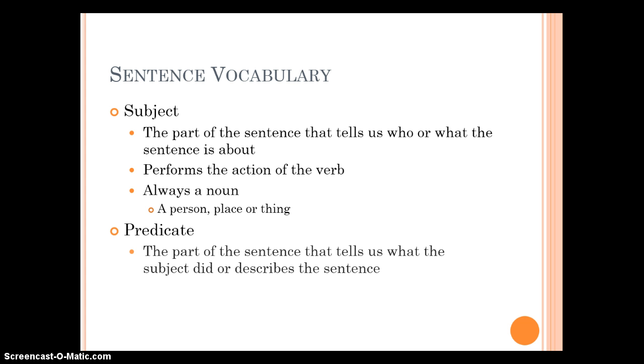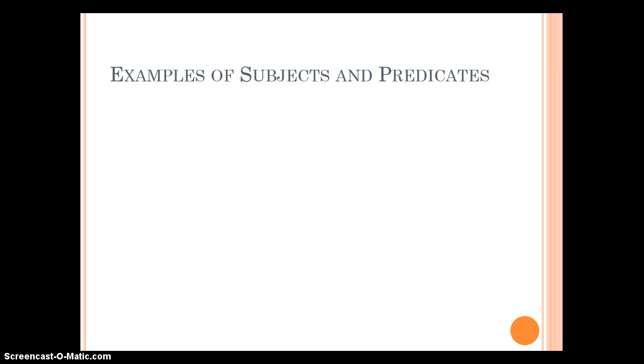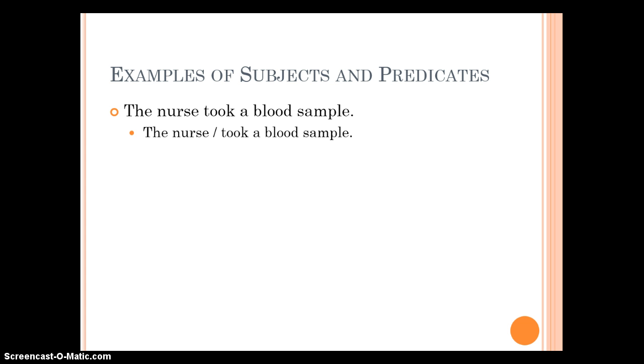The predicate is the part of the sentence that tells us what the subject did or describes the subject. There's always a verb in the predicate. And as a reminder, a verb is a word that shows action or state of being. So here are some examples of subjects and predicates. If we take the sentence, the nurse took a blood sample, the subject is the nurse, and the predicate is where the verb starts, took a blood sample.